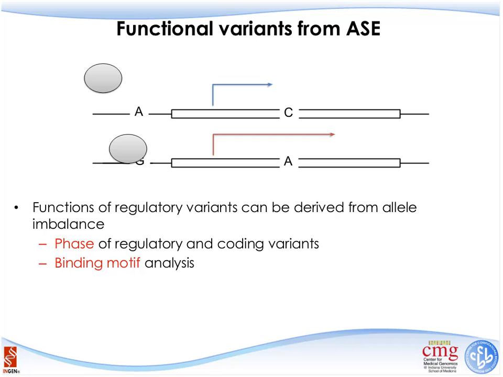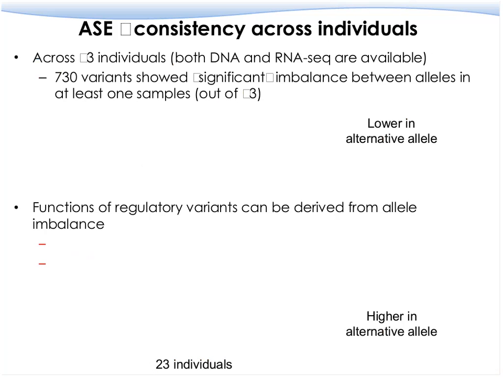And the second general approach we need to take is the transcription factor binding motif analysis, and in this case, to speculate whether the A allele and G allele will affect the transcription factor binding. So this is the general schematic of how to study the functional variants from allele-specific expression.